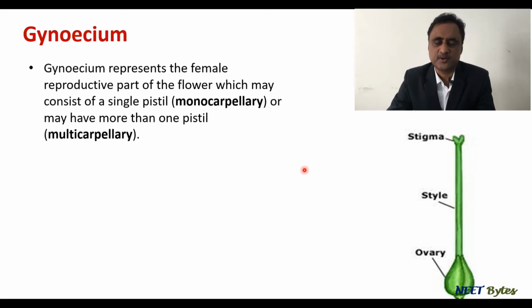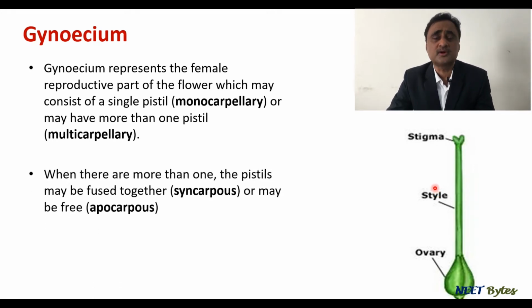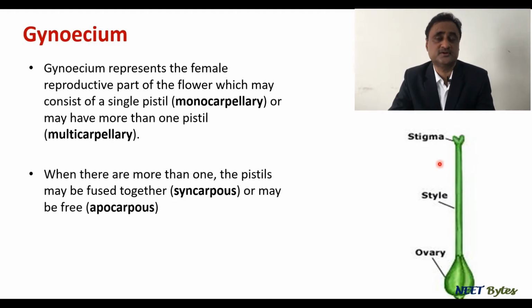So first of all, let's talk about the structure of the gynoecium. That is the female structure. It is made up of three parts, what we call style, stigma and ovary. We know very well, right? If the number of carpels is only one, we call it monocarpellary. If the number of carpels is more, we call it polycarpellary. If they are fused together, we call it syncarpous. If they are free, that is a primitive condition found in families like Ranunculaceae, we call them apocarpous, right?